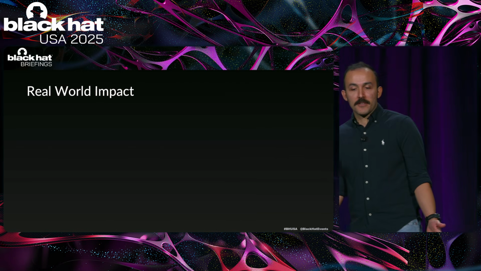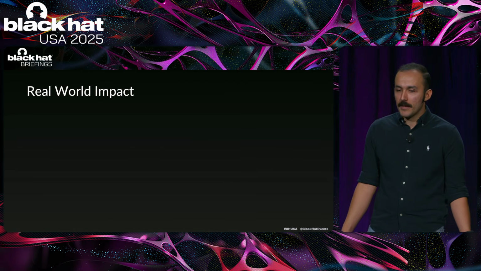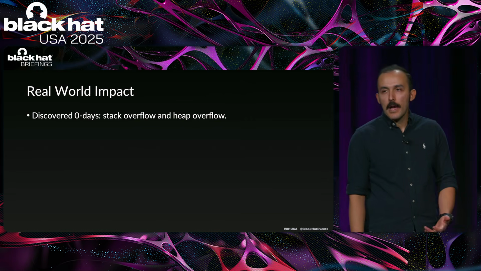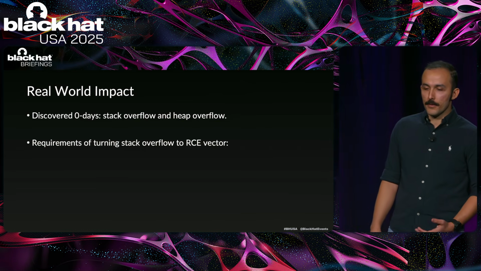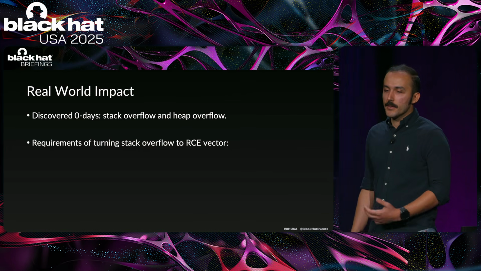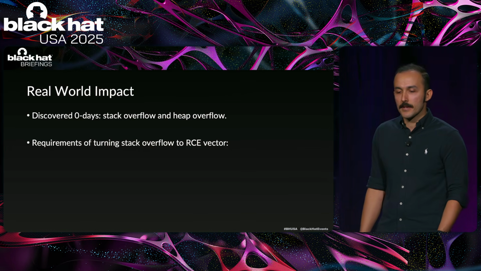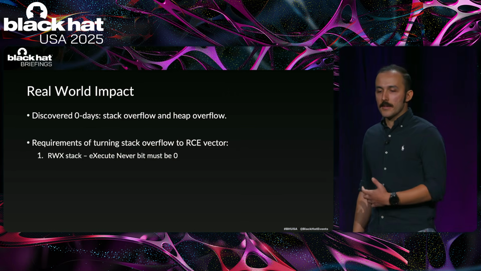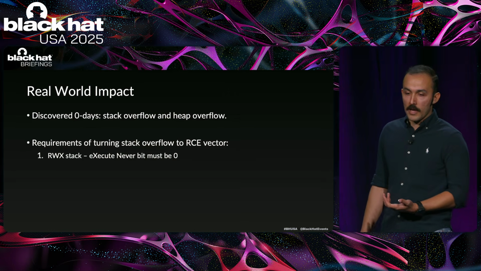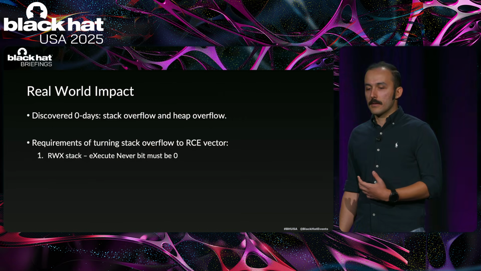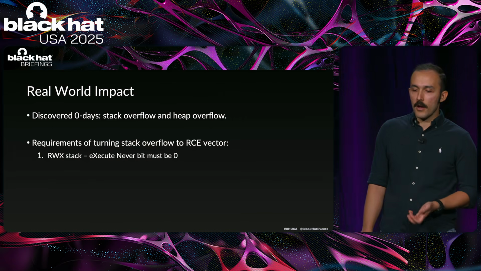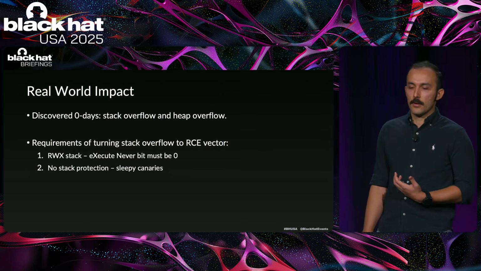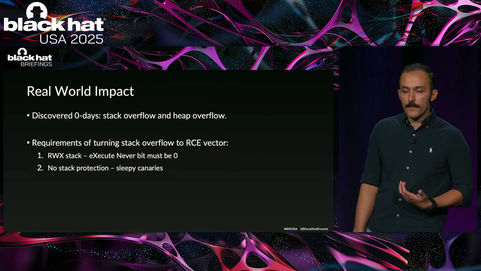Do these bugs just crash the baseband? Not quite. As we mentioned, we found both stack and heap overflows. Now, to turn a stack overflow into a remote code execution, you typically need an RWX stack, so you can inject the shell code and run it. This means the execute-never bit has to be off. Also, you need to find a way to get around stack protections, like canaries. And in some basebands, those protections are weak or even missing.